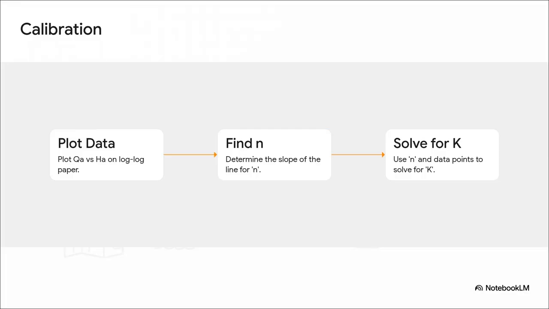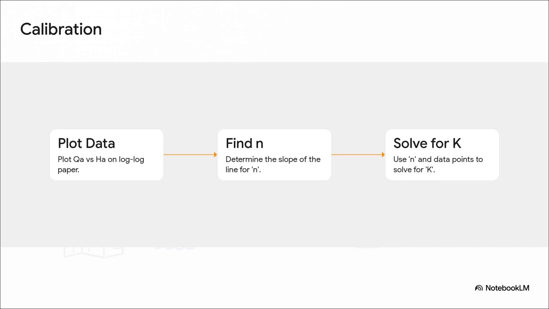To wrap up the lab, you're going to act as a true scientist and verify the calibration of the flume itself. You will plot your different actual discharges against your upstream heads on log-log paper. When you draw a line through those points, the slope of that line mathematically proves the exponent n value. And once you have the slope for n, you can plug it back into the equation with your data points to mathematically solve for the constant k. You're essentially proving the foundational math from scratch.